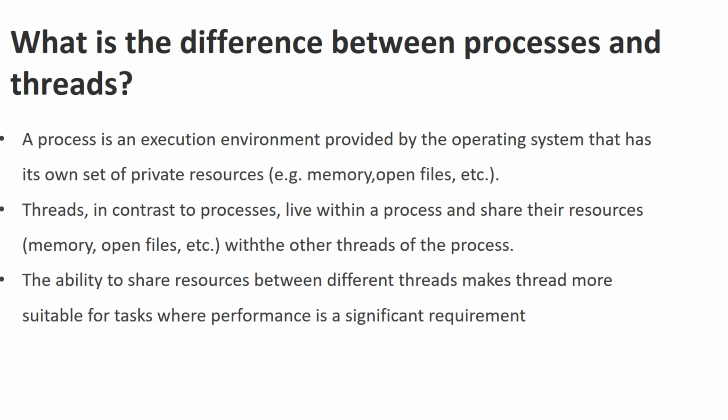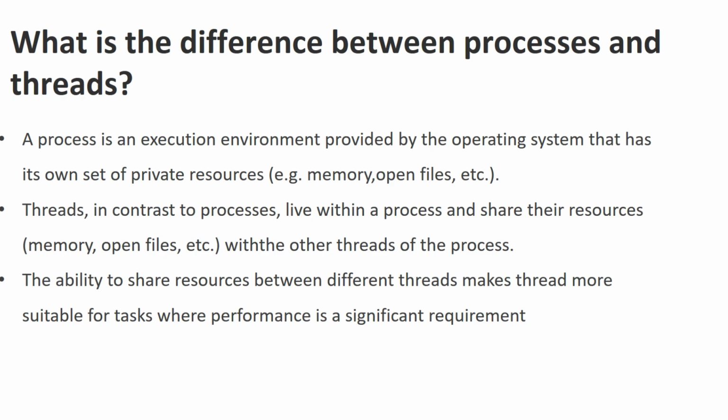Okay, so what is the difference between processes and threads? They are different in terms of granularity. A process is an execution environment provided by the operating system that has its own set of private resources, like its own memory, open files, etc. Threads, in contrast to a process, live within a process and share resources like memory and open files with other threads of the same process.